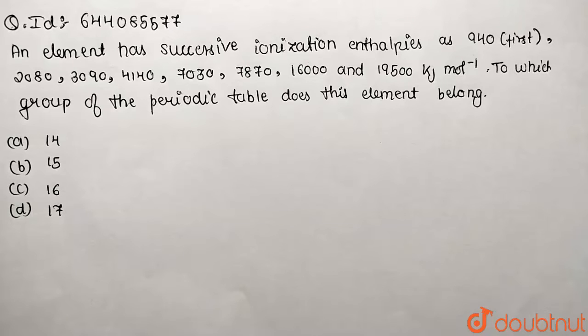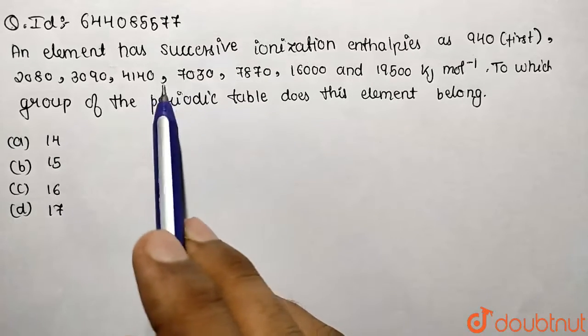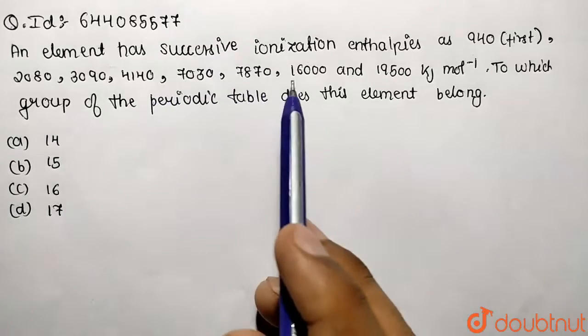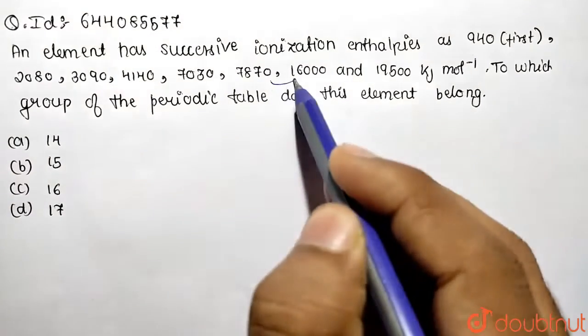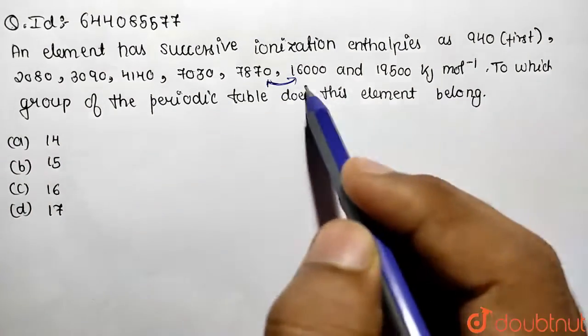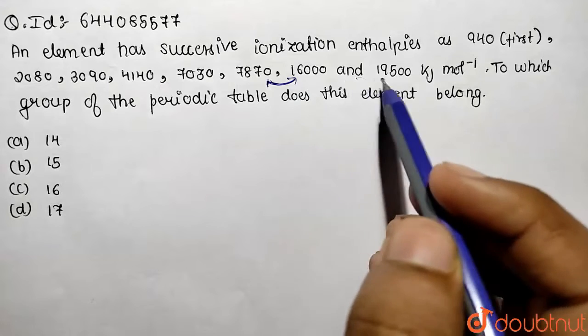Hello students, in this question we are considering an element whose successive ionization enthalpies are 940. So first ionization is 940, then we have 2080, so the second is very high. Then we have 3000, so a somewhat difference, 4140, then a difference of 70, so a 3000 difference is there. Then we have 7870, and again we have a large difference over here of approximately 7000, then we have 19,000.